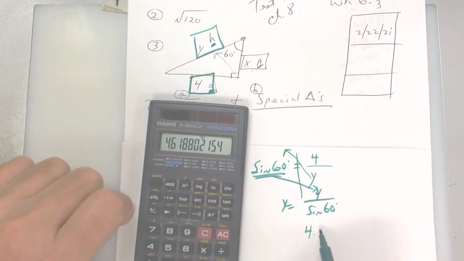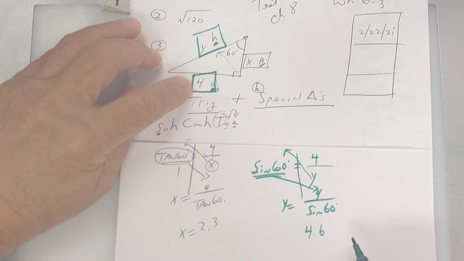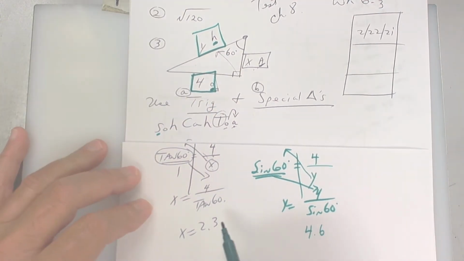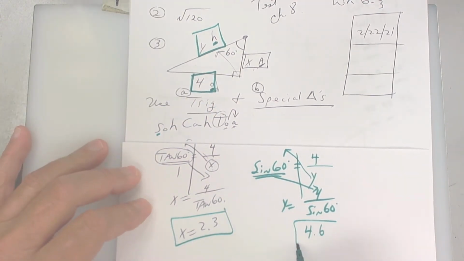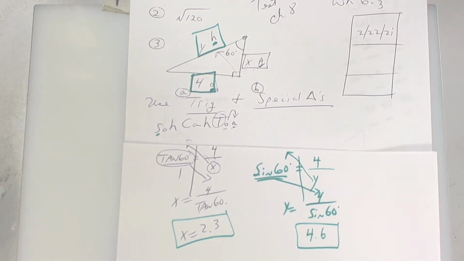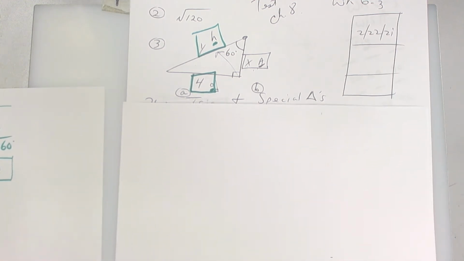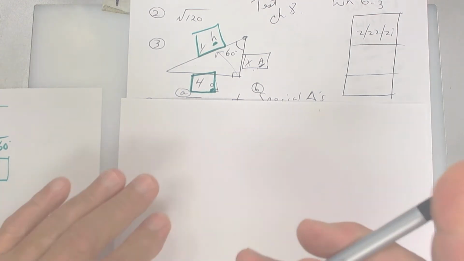I get 4.6, and that makes sense because that's your hypotenuse, and that's bigger than this one, and it's bigger than that one. Okay, so remember these answers, because now we're going to do special triangles. Watch how I do special triangles. Let me move this page for a moment, and we're going to redraw this triangle because I wrote all over it. So here we go with special triangles.